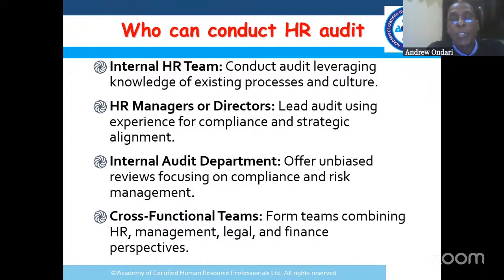HR audit is not an individual process. It requires the effort of other players or stakeholders in the organization. As HR managers, it's advisable to create an internal team that can help us to conduct the audit. So HR managers can drive this process by creating an audit team within the HR function.